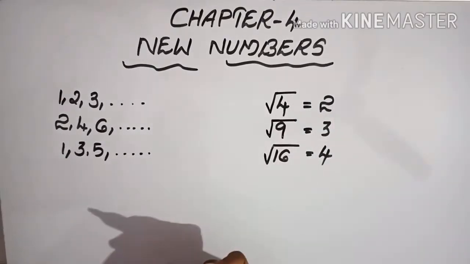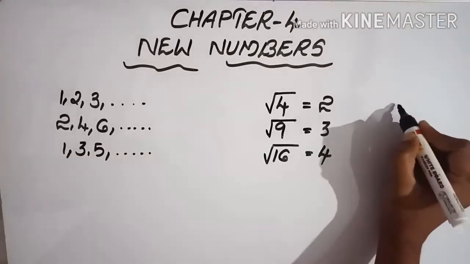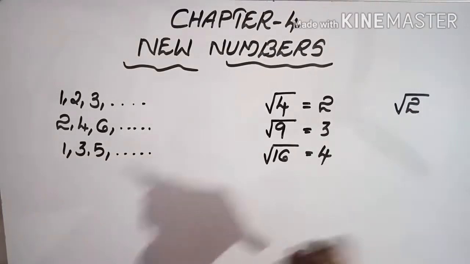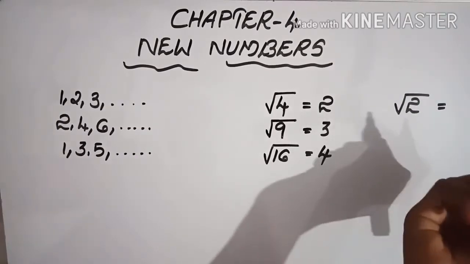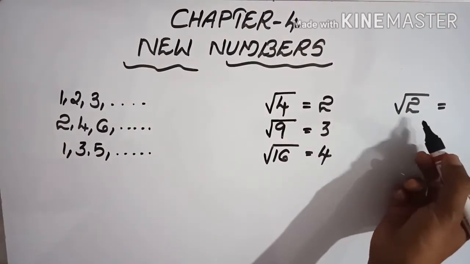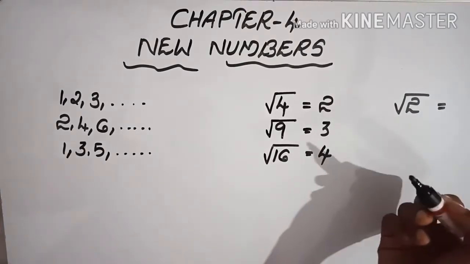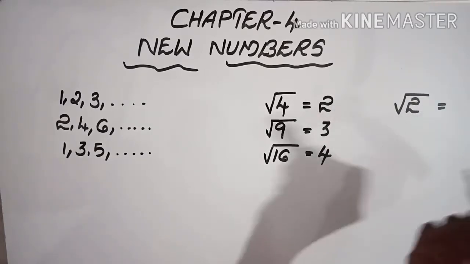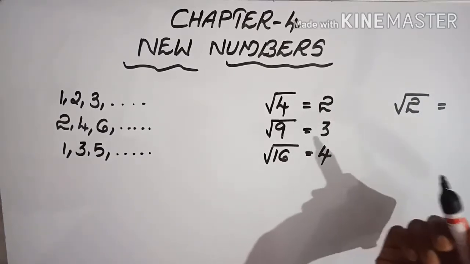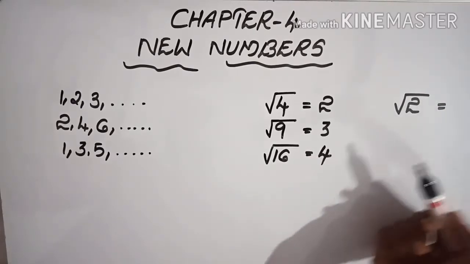Now in this chapter you are going to learn about another type of number. Another type of number means, for example, root 2. For this number, we can't write the exact value of root 2. What is root 2? 1 one is 1, so it is not possible. So root 2 means there is no exact value, only an approximate value is there. We can't write root 2 as a complete answer.